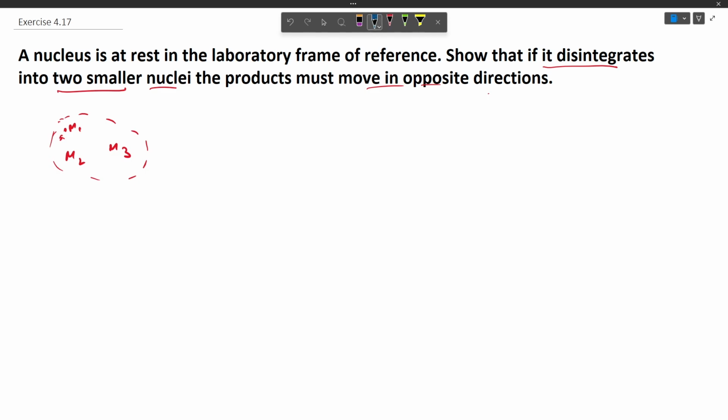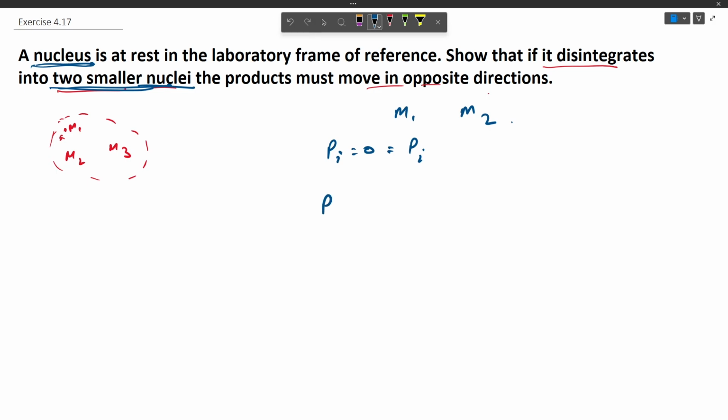So in our case over here, there is a nucleus and it disintegrates into two smaller nuclei. So let us assume that the smaller nuclei have masses m1 and m2. So according to conservation of momentum, the initial momentum is equal to the final momentum, or P initial is equal to 0, and that will be equal to P final.